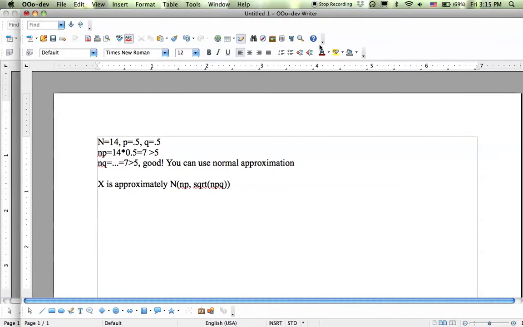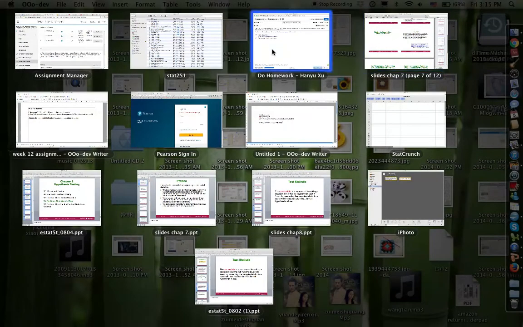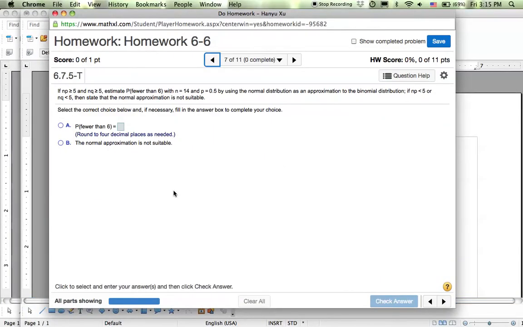And so here n times p will be, let's leave it here. Okay, we can later on plug in the numbers. And then we have the distribution ready. We can really see what they are asking. So the first part, you have to choose A, okay?